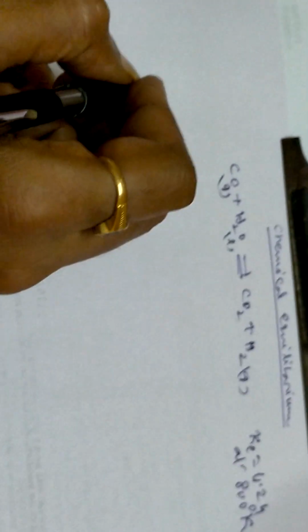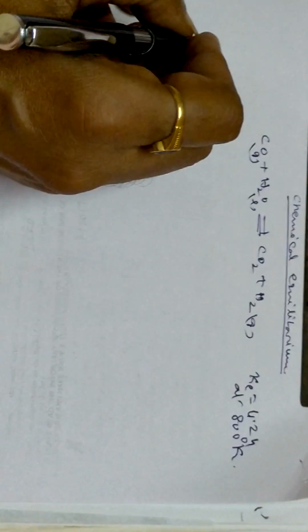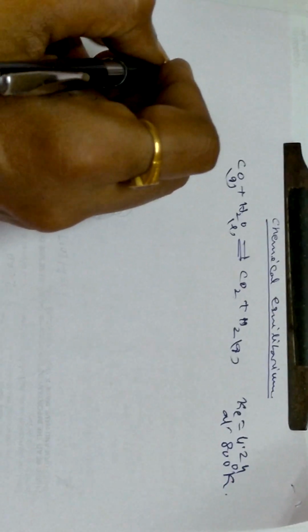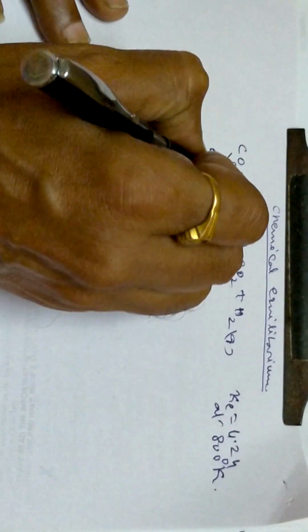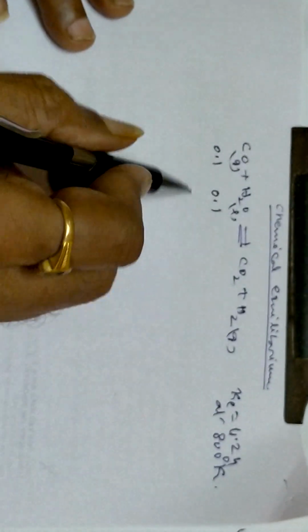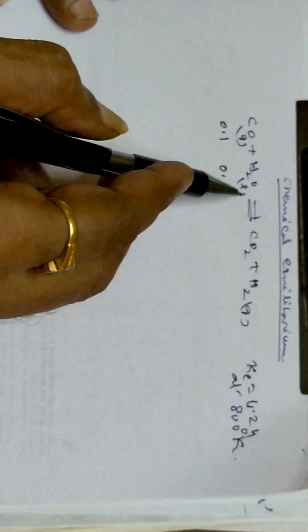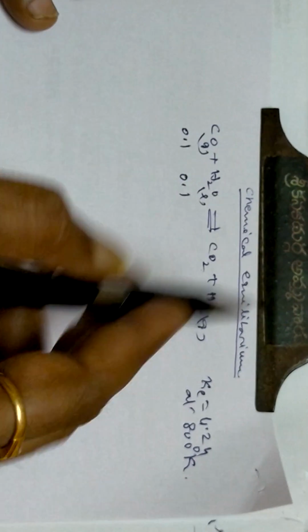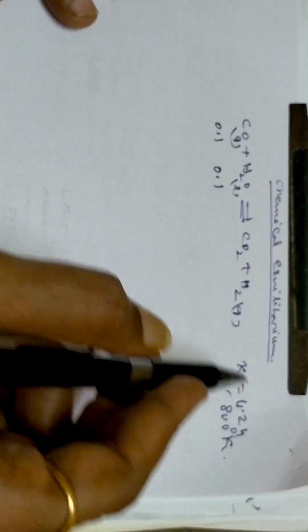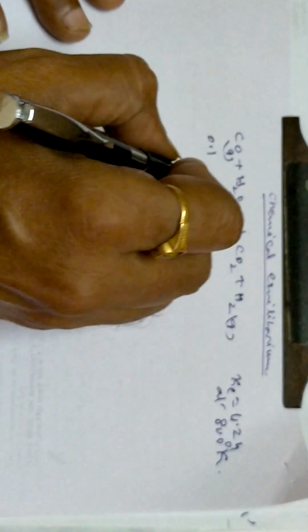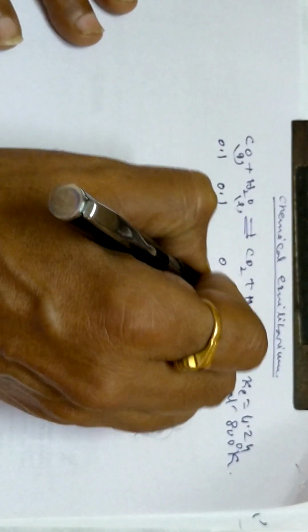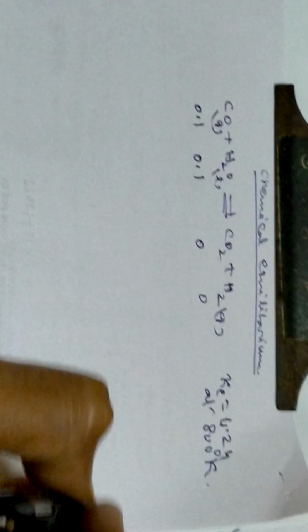We need the equilibrium concentrations of all four species. The initial concentration of CO and H2O is given as 0.1 molar each. This is the initial value, and Kc is given as 4.24 at 800 Kelvin. If somebody asks you to plot a curve, you should keep 0.1 as the value on the reactant side, and the products as 0, 0.